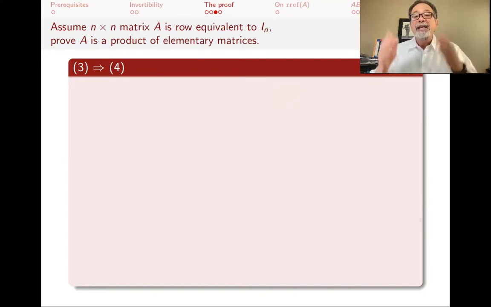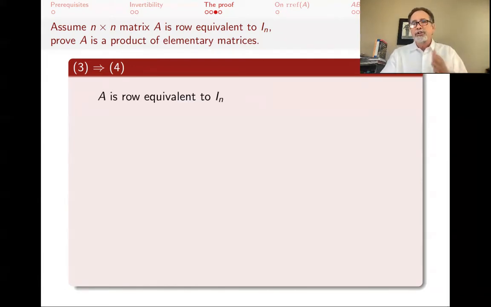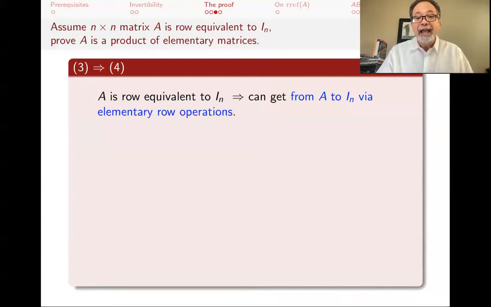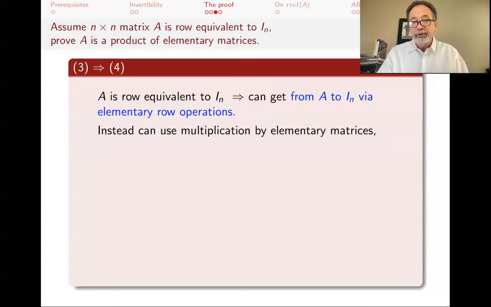And again, what's an elementary matrix? It's a matrix that you get from identity by doing an elementary row operation. So I do know that A is row equivalent to identity, and I want to show you that I can get from A to identity via elementary row operations. Now, instead of doing an elementary row operation, we can multiply by an elementary matrix. That's the reason for being of elementary matrices. Their job in the world is to do elementary row operations for you. If you pre-multiply a matrix by an elementary matrix, it does one elementary row operation for you. Which one? The one that you did to identity to get it.